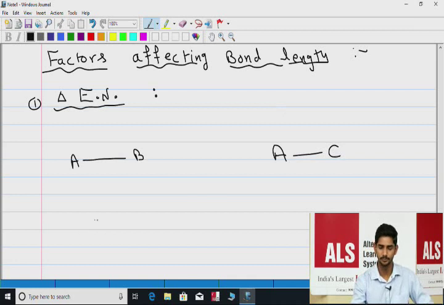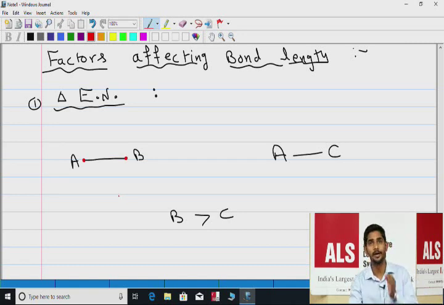I said the electronegativity of B is greater than C. I have already discussed with you the meaning of electronegativity. It is nothing but the tendency to pull the electrons towards itself. The initial scenario was this one, but now remember one thing: A is definitely less electronegative than B and C. So obviously A can't pull the electrons, but B and C will pull the electrons of A towards themselves.